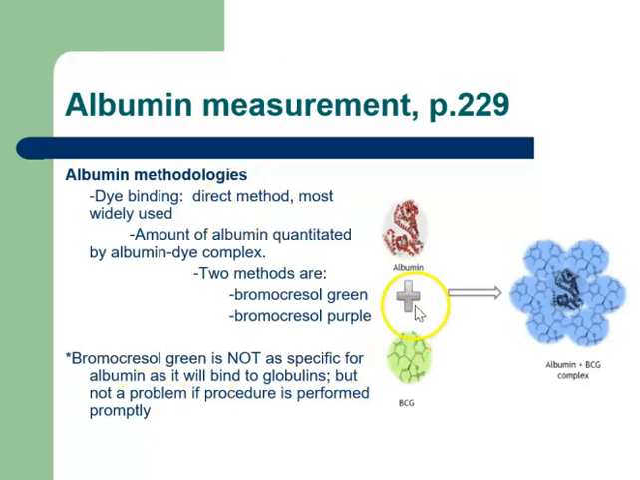So if you look over here on the right hand side, here's our albumin, and we add the dye to the sample. So the albumin and the dye link up or bind together. And when it binds together, we're able to measure the albumin dye complex. So that's what we're able to measure, and that's how we're able to determine how much albumin we have.